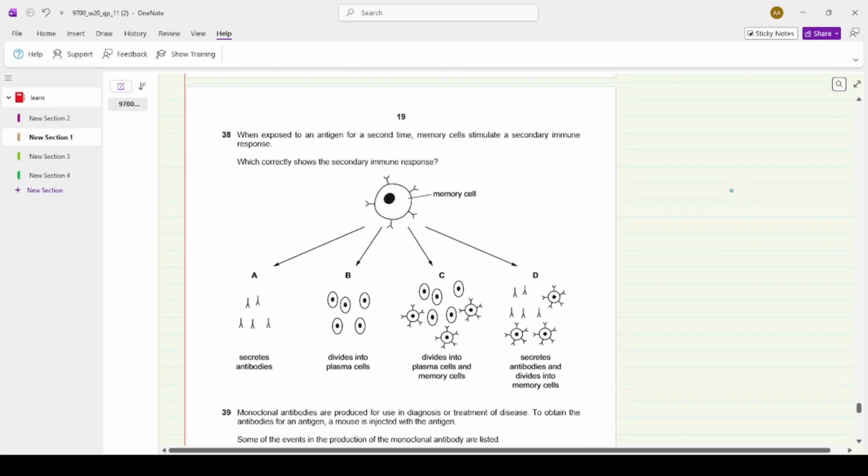Okay, moving forward to number 38. The question is, when exposed to an antigen for a second time, memory cells stimulate a secondary immune response. Which correctly shows the secondary immune response? Memory cells producing antibodies, that's not true. Memory cells dividing into plasma cells. Okay, but again we also need to form more memory cells for the future. Secretes antibodies and divides into memory cells. No, they don't secrete antibodies. Antibodies are produced by the plasma cells. So here the most probable answer was C.